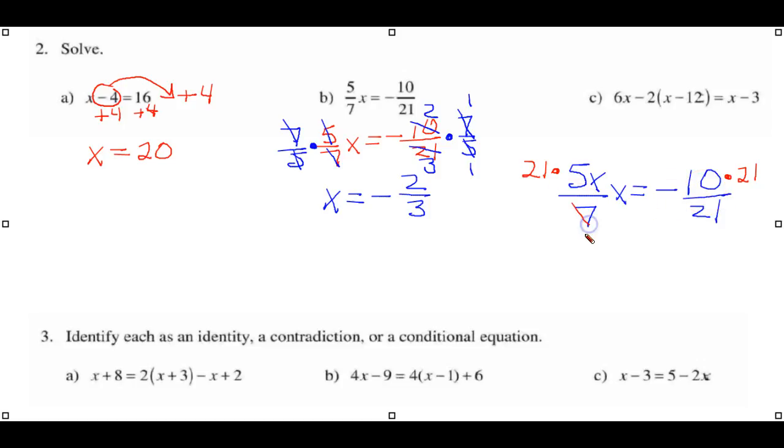Now here 7 will go into there once, 7 will go into there 3 times. 21 goes into there once, 21 goes into there once. So now we have 3 times, and I think I put an extra x there, which we don't need. 3 times 5x is 15x equals a negative 10. So we've gotten rid of the fractions. This is just another way to do it.